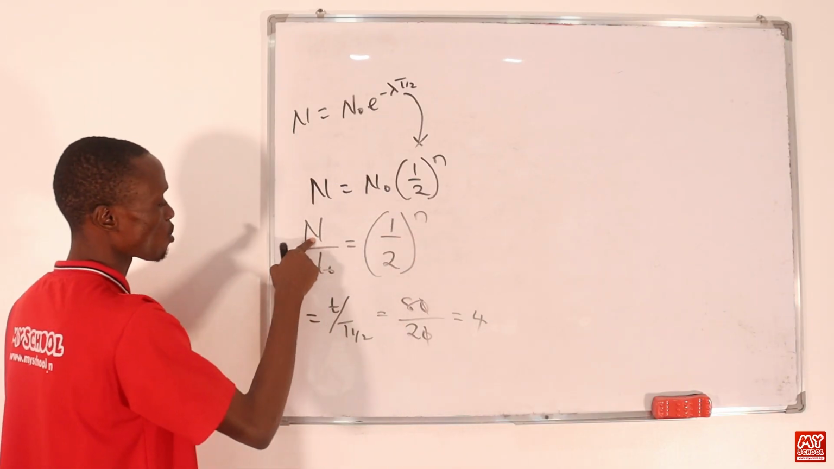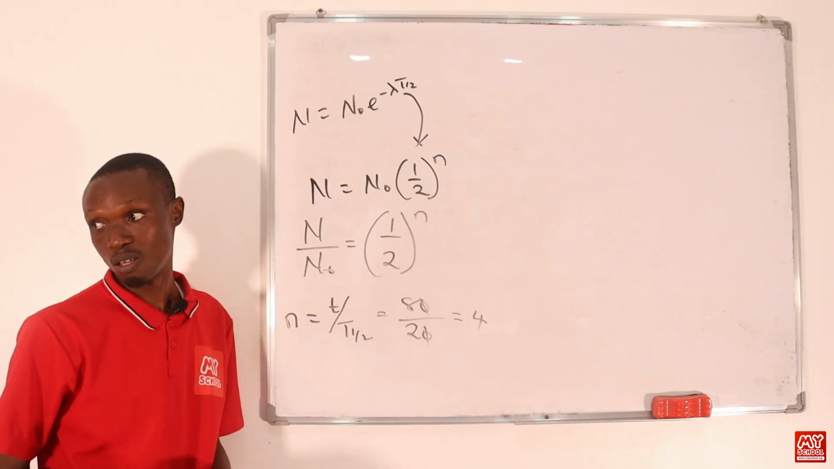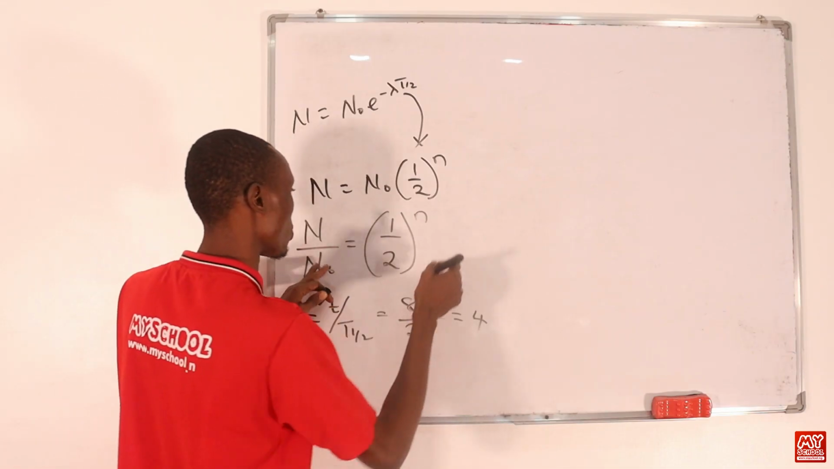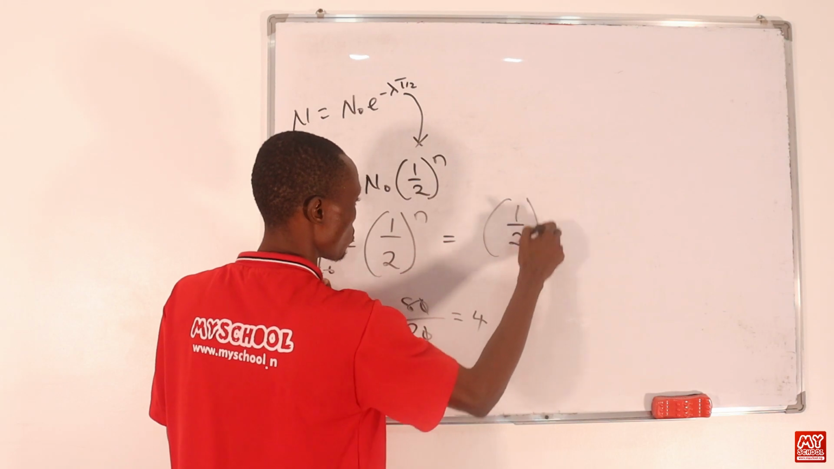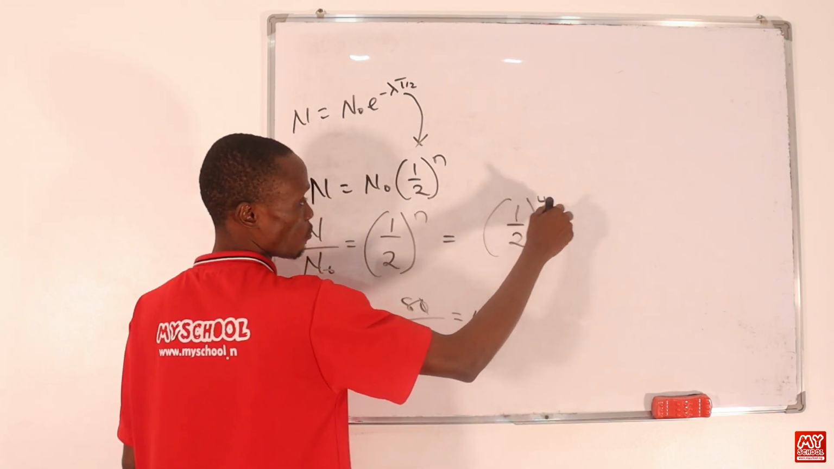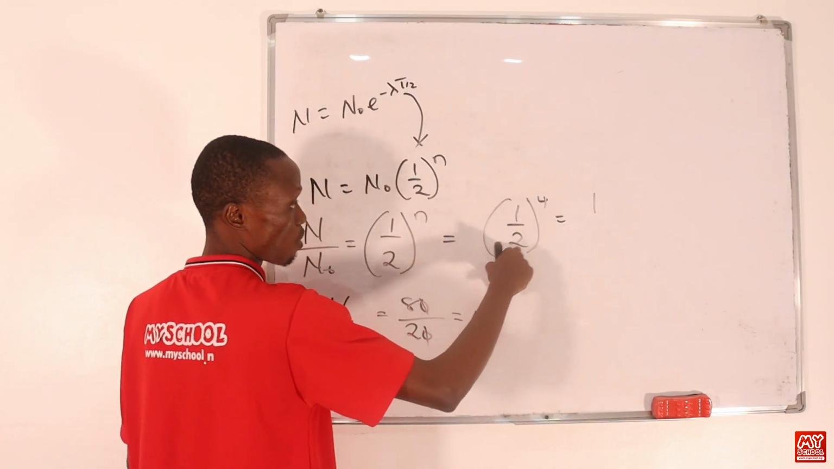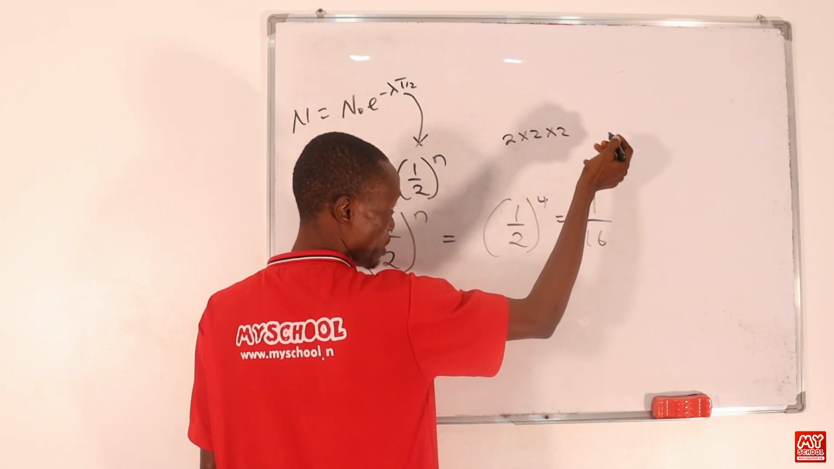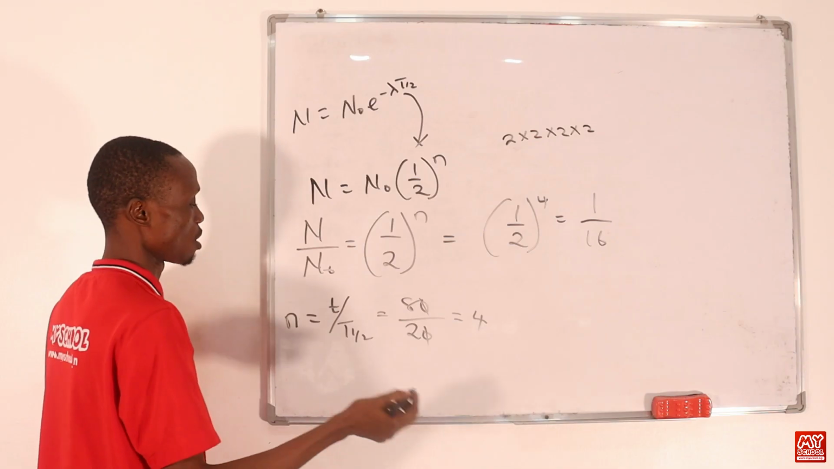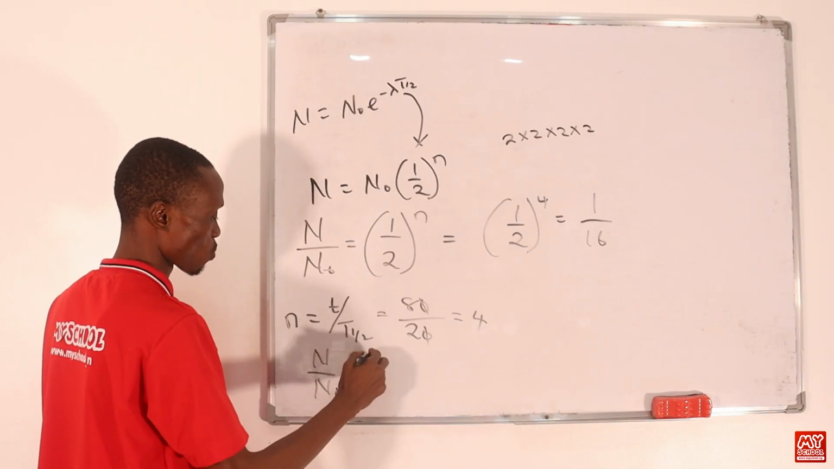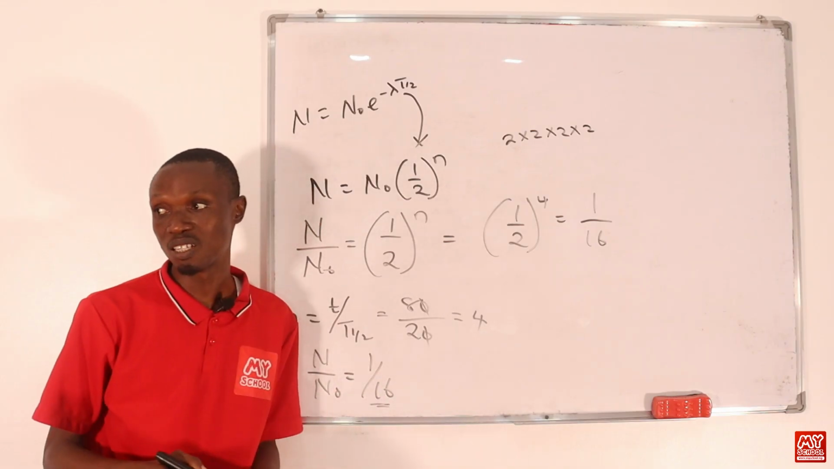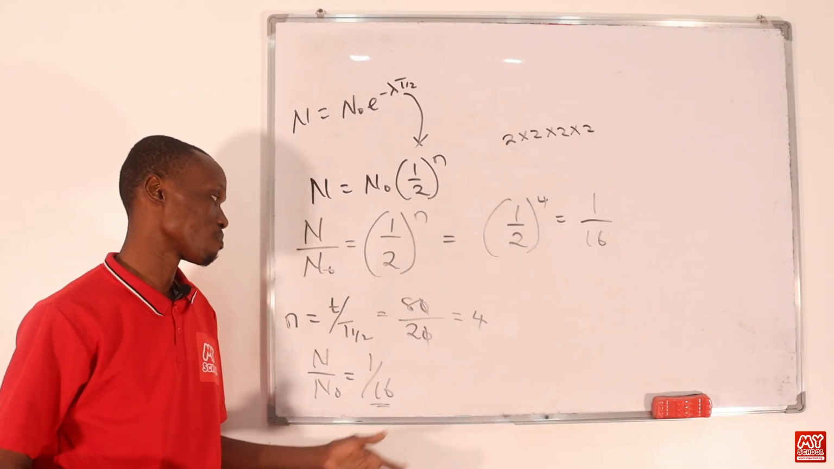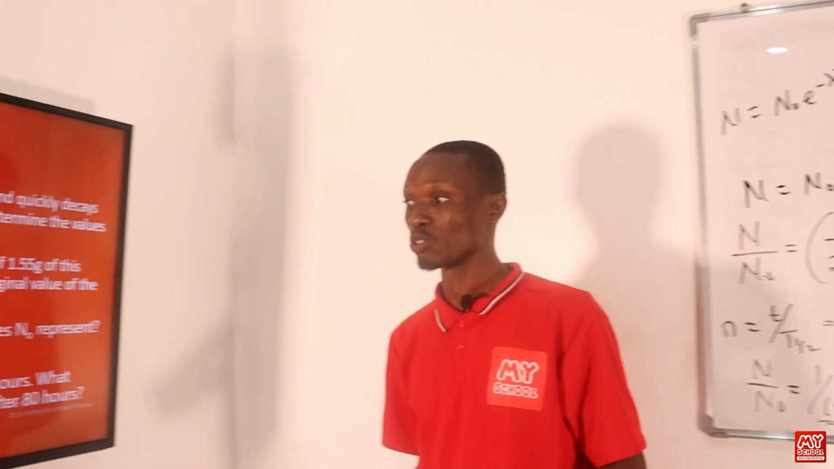So we will have N all over N naught, which is the proportion of the original radioactive nuclei that will remain after 80 hours, equal to 1 over 2 raised to power 4. So 1 raised to power 4 still remains 1, and 2 raised to power 4 is equal to 16. That is 2 times 2 times 2, which is 8, then times 2, which is 16. So N all over N naught is equal to 1 over 16, which represents the proportion of the original radioactive nuclei that will remain after 80 hours. Let's return back to the screen to continue with our lesson.